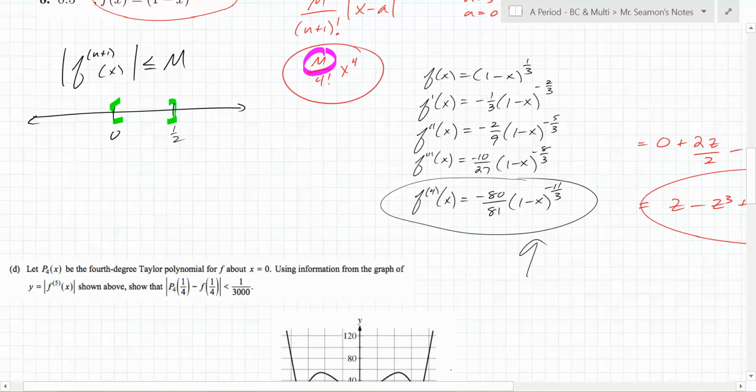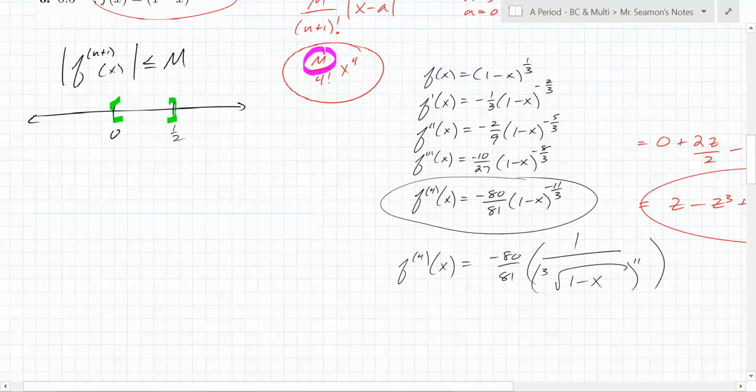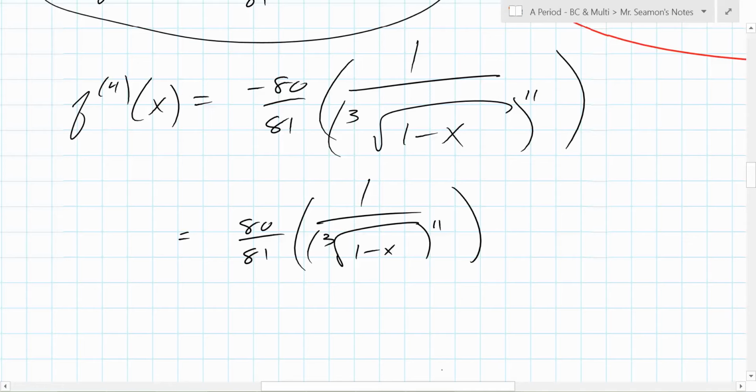But I would like to rewrite this a little bit, and let me move this down a little bit here. Hold on. Give us a little bit more. I would rewrite it as, so we know f4 of x is negative 80 over 81 times what? 1 over what? The 11th, sorry, no, the third root, excuse me, right? The cube root of 1 minus x all to the what? 11th power. The real question is, how do we make that as big as possible? Yeah, it's going to be x is 0.5. It is biggest when x is equal to 1/2.